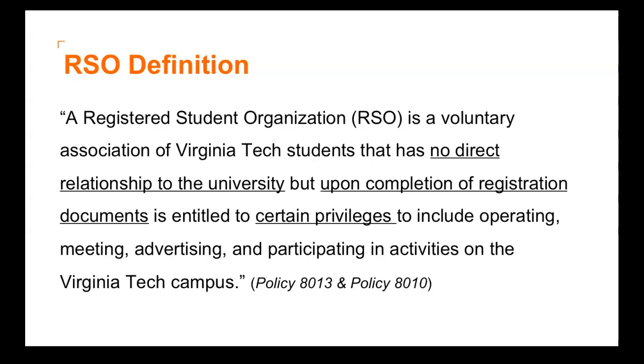This definition also states that you need to complete registration documents. Through Student Engagement and Campus Life, these documents include the completion of the registration process in its entirety, and you have already started working on that. As an RSO, there are certain privileges you have access to, including Student Budget Board, the Source, Event Services, and others. These privileges will be discussed in more detail during the in-person training session.